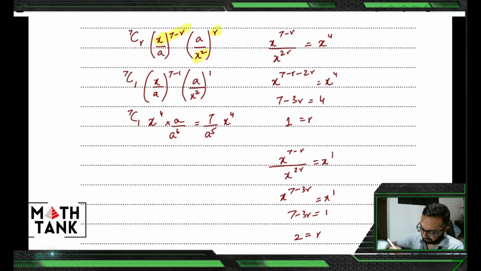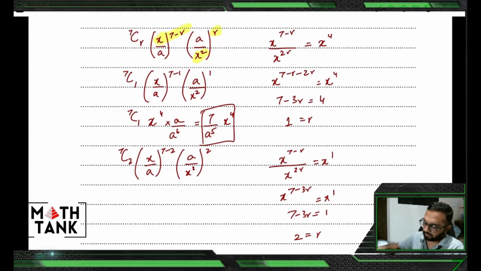So I'm going to again write 7C2 (x over a) power 7 minus 2 (a over x squared) power 2. So I get 7C2, which is basically 7 into 6 is 42, divided by 2 is 21. 7C2, yeah, 21. x power 1, because x power 5 divided by x power 4, and I have a squared divided by a power 5, so that's 21 over a cubed in the denominator, and x.